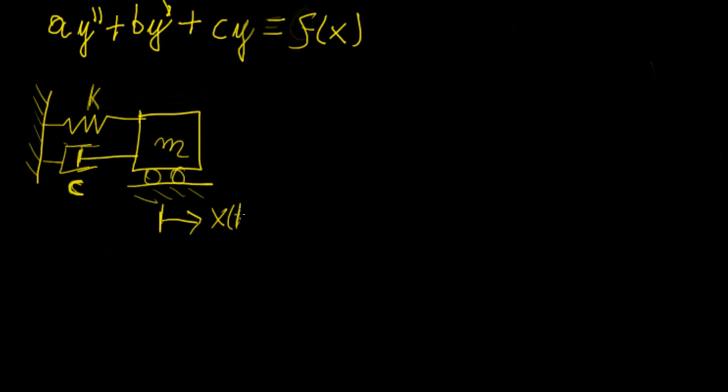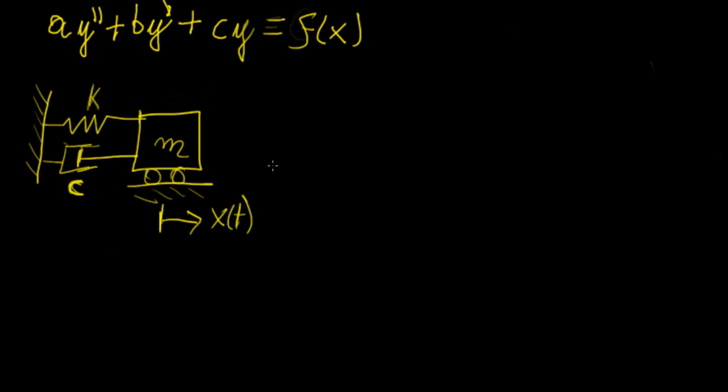So x is a function of t, where t is the time. As this cart gets displaced, it is going to tend to oscillate back and forth, because the spring and the damper are going to be absorbing energy until all the energy has been dissipated from the system and it comes to rest.